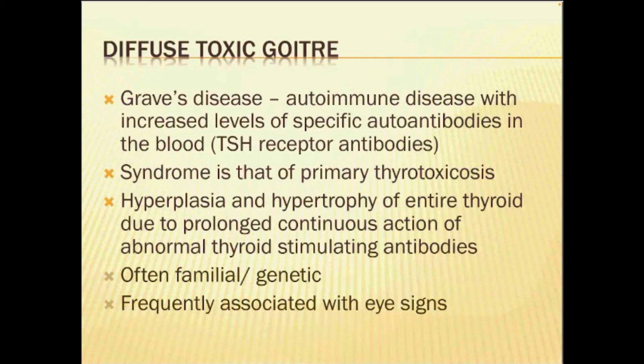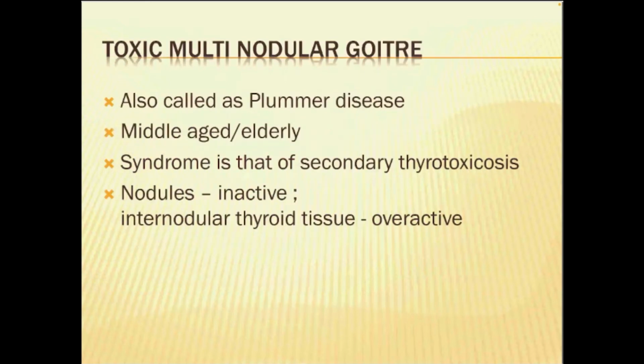Okay, so coming to multinodular goiter. Multinodular goiter can be of two types: non-toxic or toxic. It depends upon the secretion of T3. If it does not produce any T3 and T4 and the patient is euthyroid, it can be considered a non-toxic multinodular goiter. Toxic multinodular goiter secretes T3 and T4 and causes hyperthyroidism. It is also called Plummer's disease.